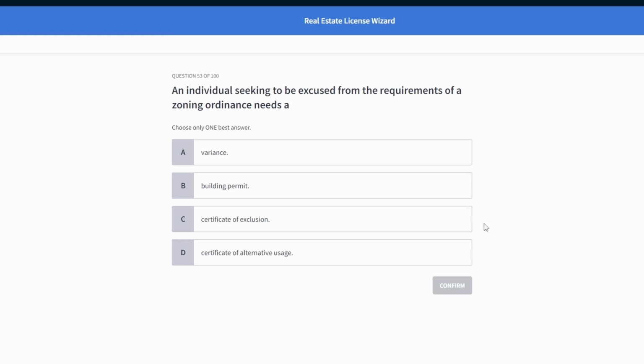All right, next one, 53. An individual seeking to be excused from the requirements of a zoning ordinance needs, and it gives us 4 options. A, variance, B, building permit, C, certificate of exclusion, or D, certificate of alternative usage. So take a moment, think that one over, and come up with your answer.